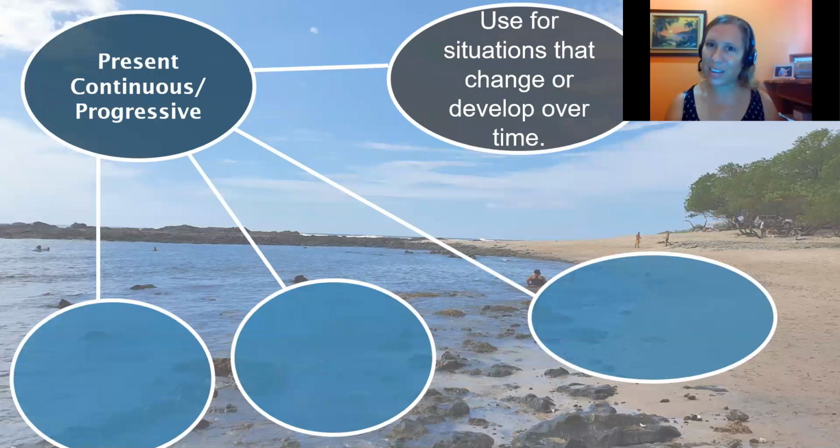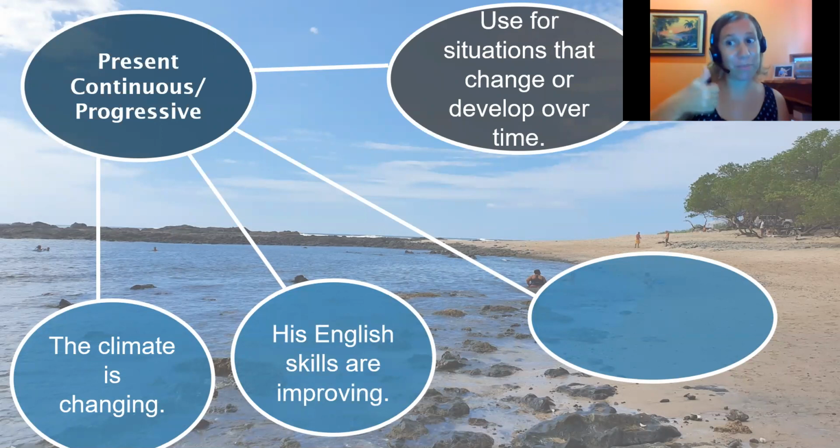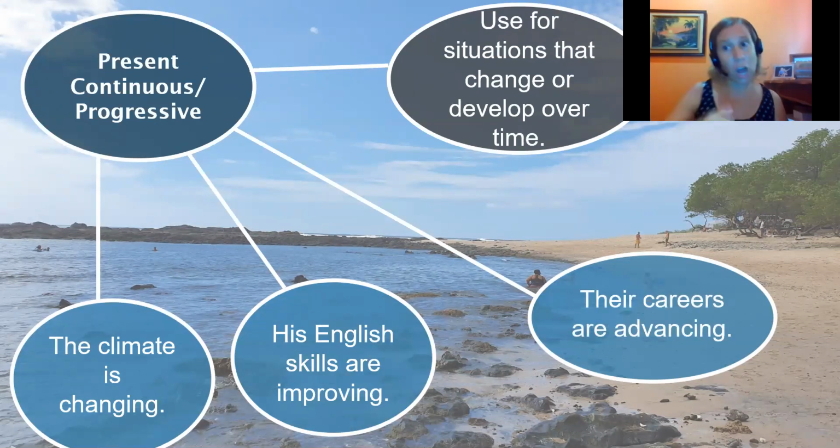We also can use this verb tense for situations that change or develop over time. Repeat after me. The climate is changing. His English skills are improving. When something improves, it gets better. Their careers are advancing. When it advances, you get maybe a promotion. You go higher in your career.